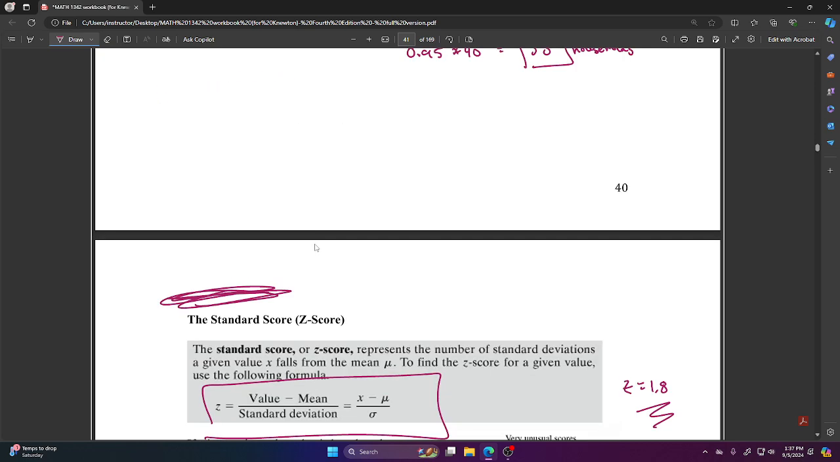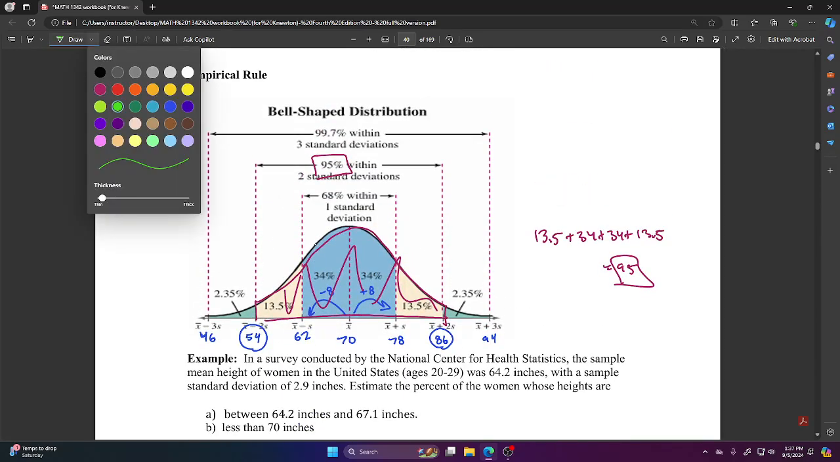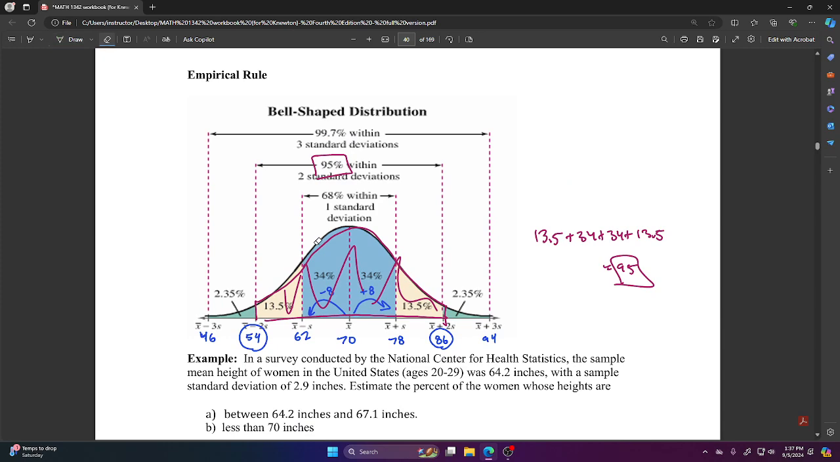What do they mean? Well, if you go back up to the bell curve, I'm going to have to use a different color. Oh, man. Do you mind if I erase? Can I erase all that?